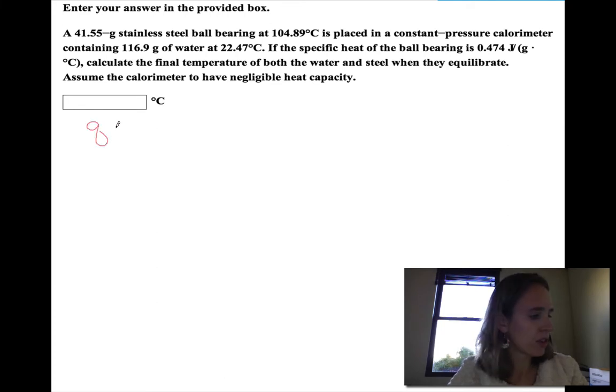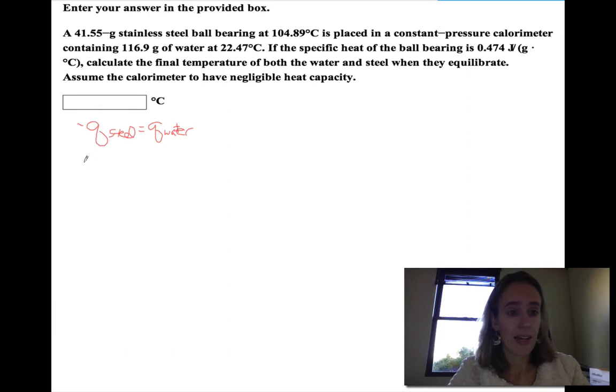Your equation for heat transfer, first of all, there's the big picture that any heat that is lost by the steel ball is going to be absorbed by the water. And so this is an application of the conservation of energy. If heat is lost by one thing, it's gained by another thing. So we can start off with that equation.